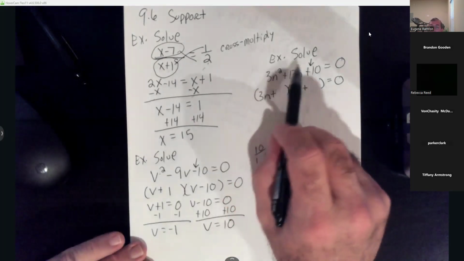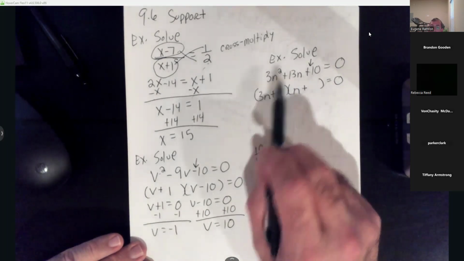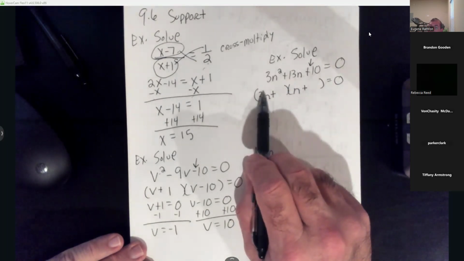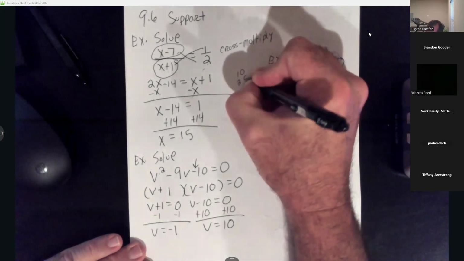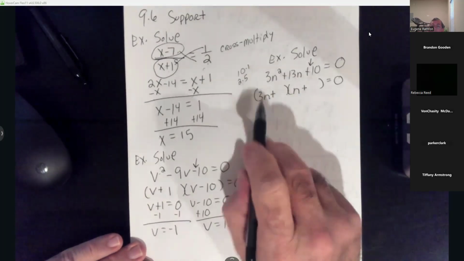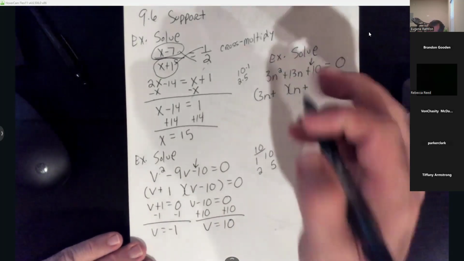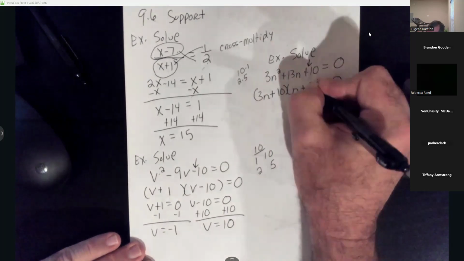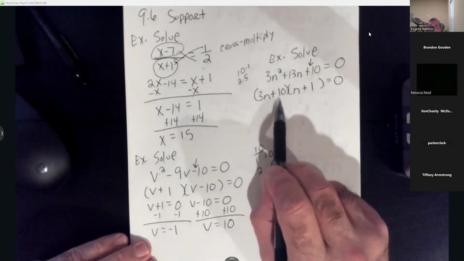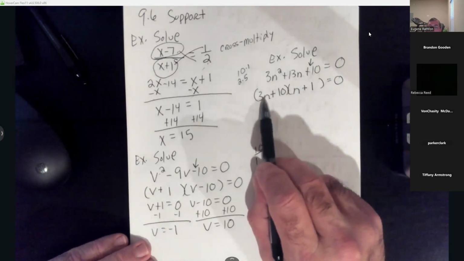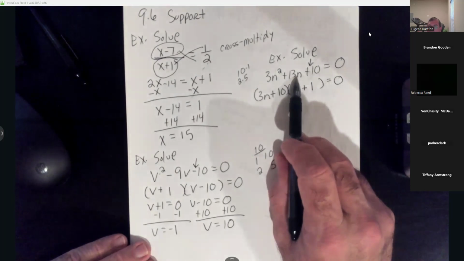All right, so what I need to do is figure out factors of 10 that I can put in here that'll equal 13. Now you got a 3 here. So let's think. Factors of 10 are going to be 10 and 1, and 2 and 5. So I'm going to start with 10 and 1. Now you would rearrange them. Let's try this, 10 and 1. Let's see if the outside and inside will equal 13. So y'all, here, 10 times n is 10n. 3n times 1. Oh, that works perfect. 10n and 3n equal 13.